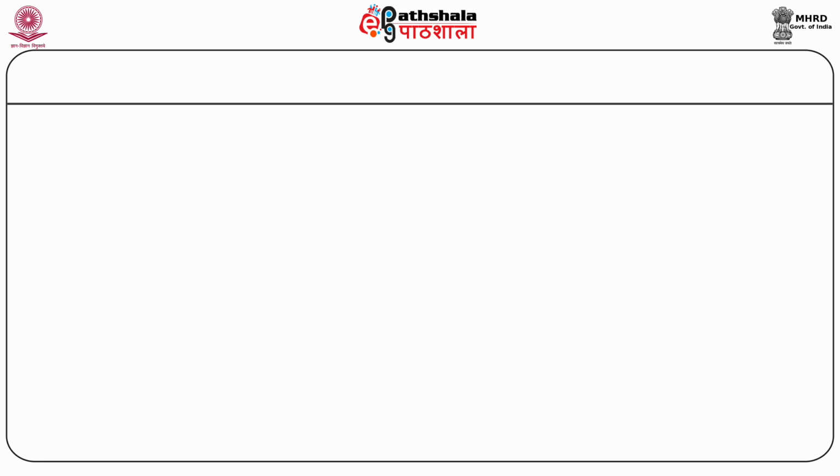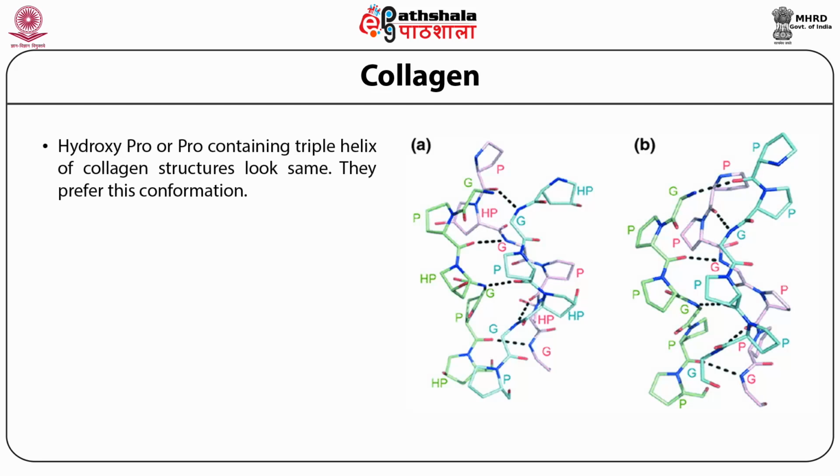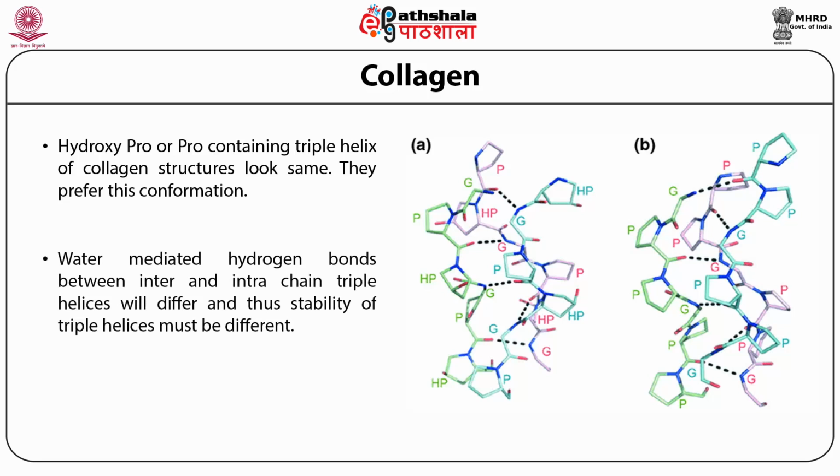Here the crystal structure was determined with three polypeptides. One is glycine, proline, proline. Another one is glycine, proline, hydroxyproline. So both the structures are exactly identical. There is no difference between these two structures. So the hydroxyproline or proline containing triple helix collagen structures look exactly the same, and they prefer this kind of formation. Water-mediated hydrogen bonds between inter and intra-chain triple helices will differ, thus the stability of the triple helices must be different.